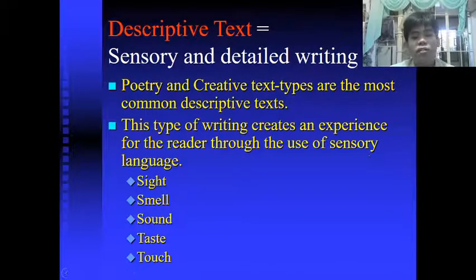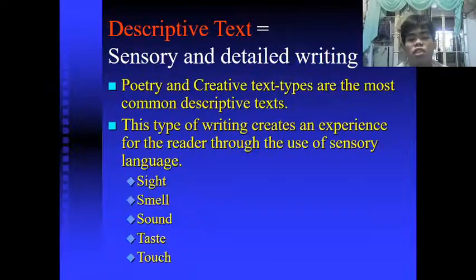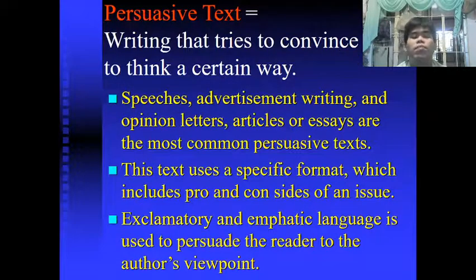Next, descriptive text. This text focuses on sensory and detailed writing. Poetry and creative text types are the most common descriptive texts. This type of text writing creates an experience for the reader through the use of sensory language. So descriptive text is more on being creative, such as poetry, and uses sensory images or imagery.